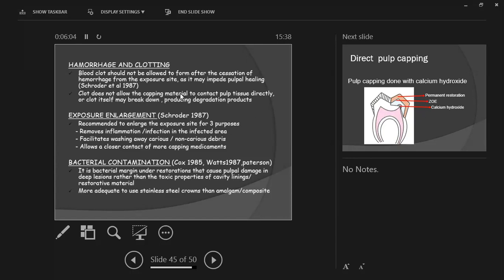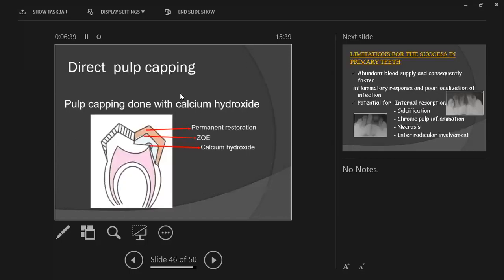Then the bacterial contamination. Bacterial decontamination can be achieved by placing a proper restoration. When you place a medicament and a proper coronal seal, it leads to bacterial decontamination. Automatically the bacteria cannot survive, as there won't be any source of energy or food for the bacteria to survive. So this is how you will do a direct pulp capping.